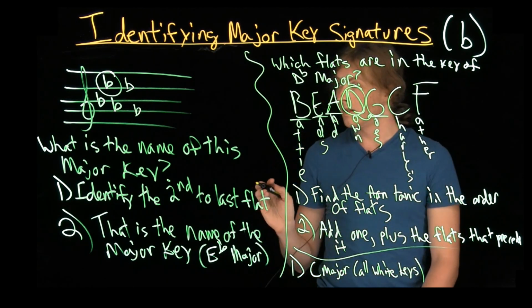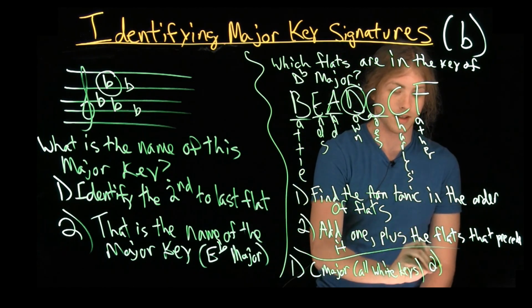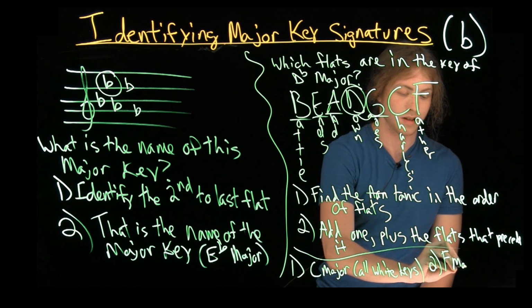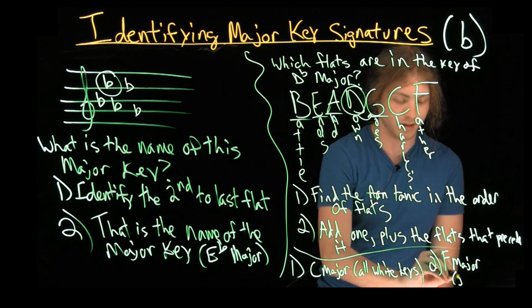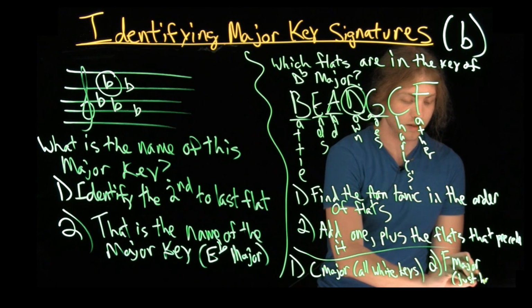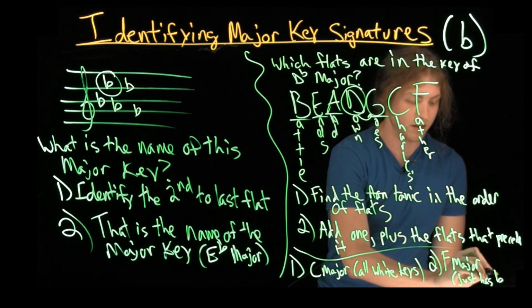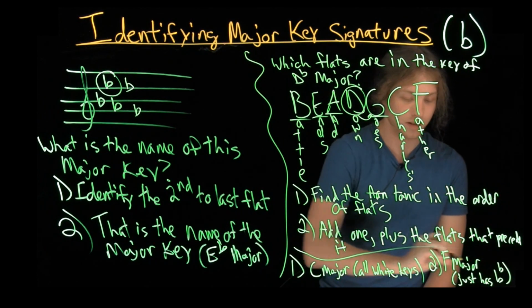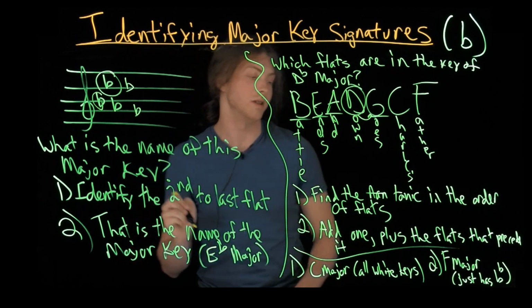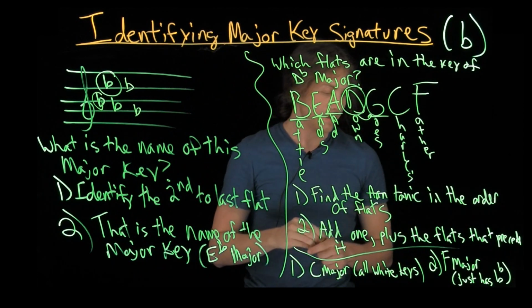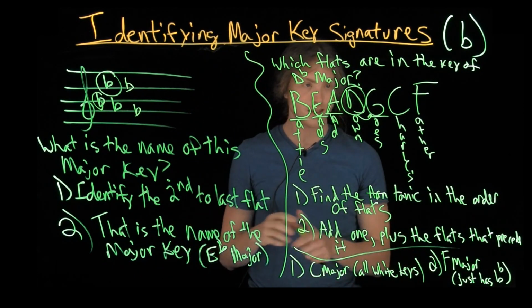And then the second exception is F major, which just has B flat. So that just has the first flat right here. So that would be F major. It's best to just memorize these.